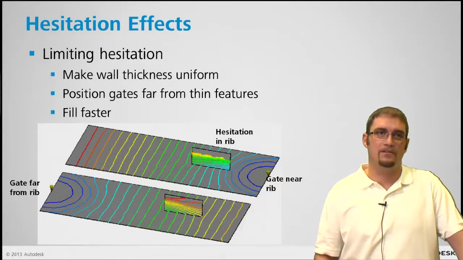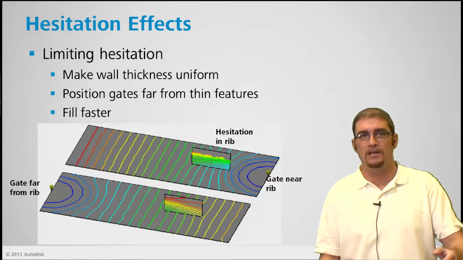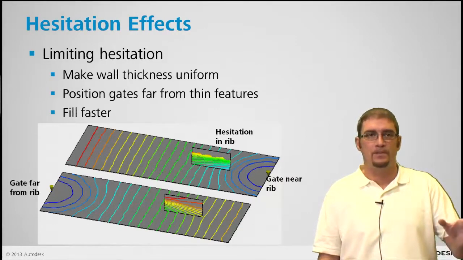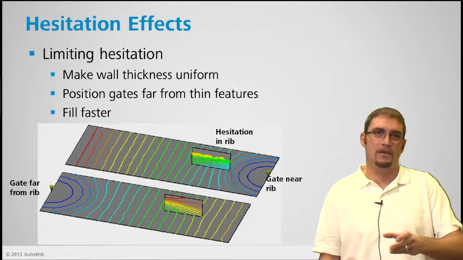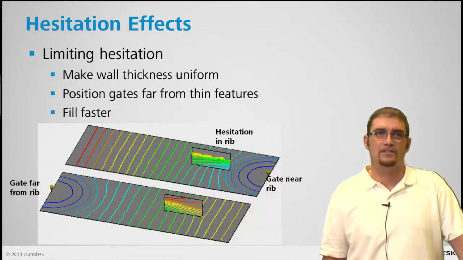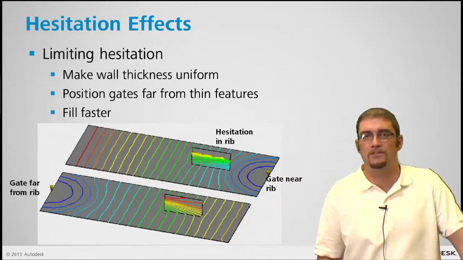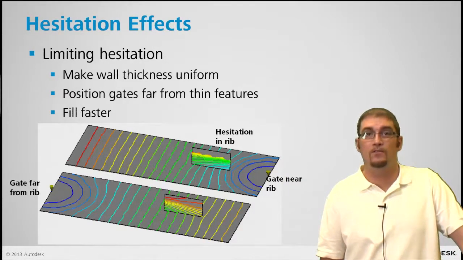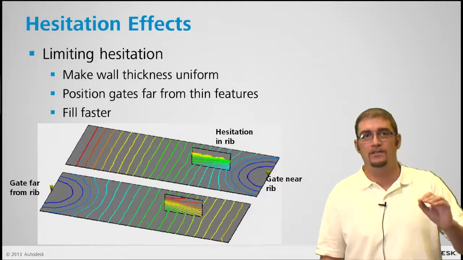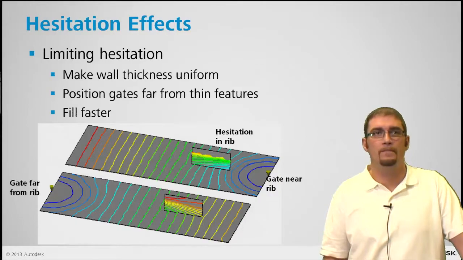In the case of the part on the bottom, we're filling away from the rib. You still see some hesitation, but we're passing that rib, filling the main part body, and then it's backfilling into that rib. So that's one of the reasons why we say maybe gate away from those thin features if you can, or fill faster so it's not sitting stagnant in that rib section for too long and freezing off.